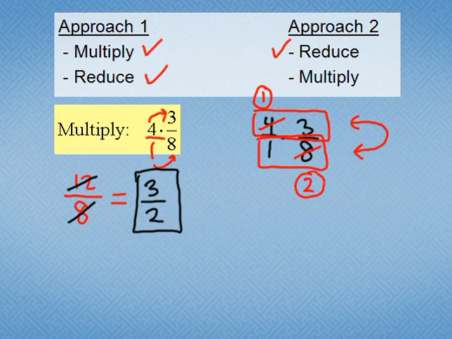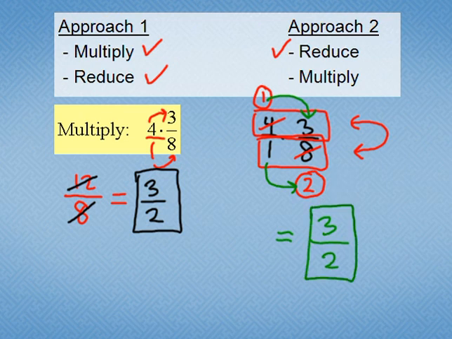And then you keep that process going. We've got a 1 and a 3, a 1 and a 2. There are no more common factors besides the 1, but 1 would keep going into itself and leaving 1 behind over and over again, so there's no point in doing that. But everything else is clear, so we're ready to multiply straight across and be done. We have 1 left over times 3 is 3. In the denominator, we have 1 times 2 is 2. And we got the same answer that we had from approach number 1, 3 over 2.